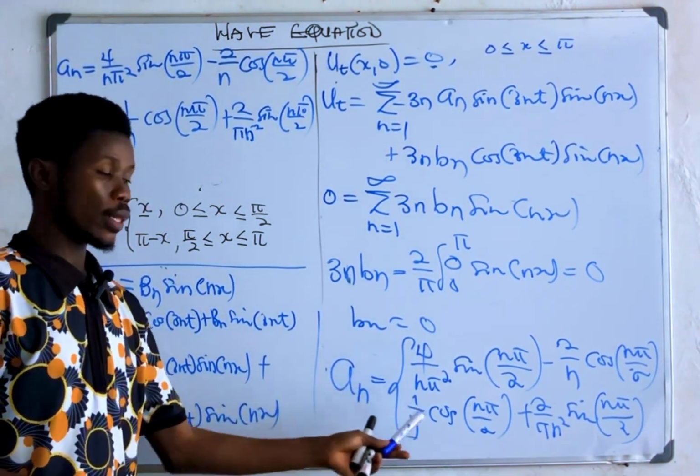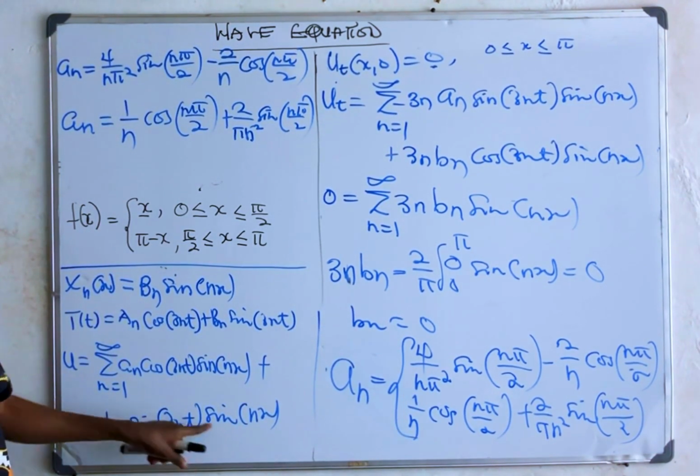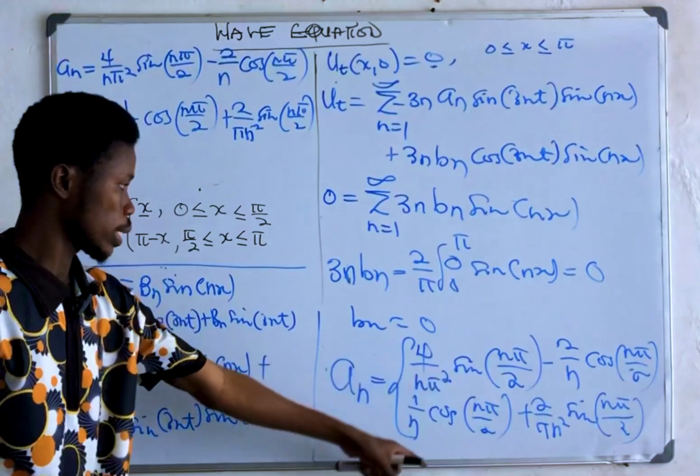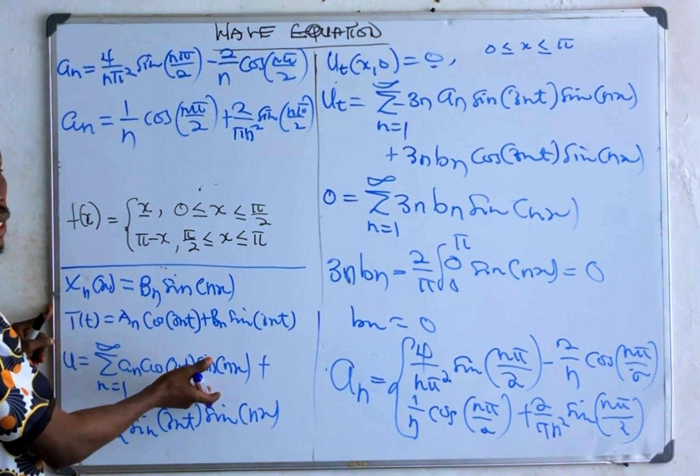If not that the an is giving us two solutions, we should have just substituted. bn is 0, so everything here will be 0. an is this. So the whole of this is multiplied by cos 3nt sine nx.